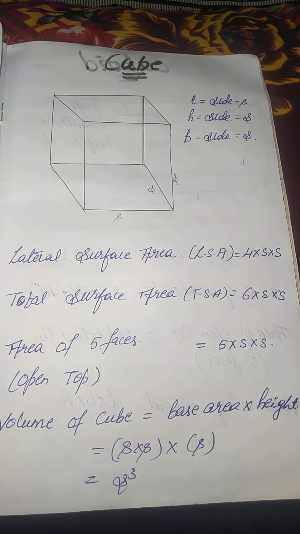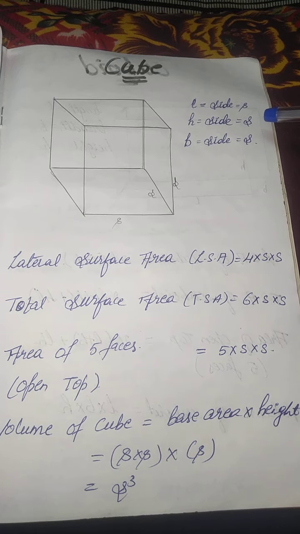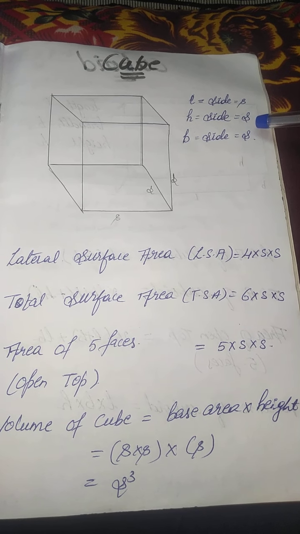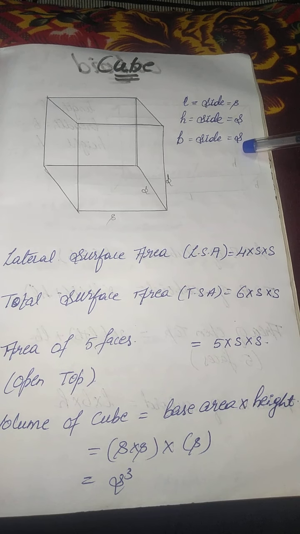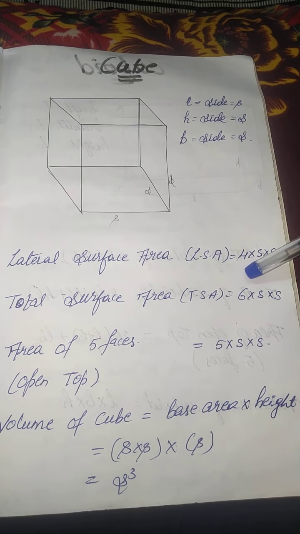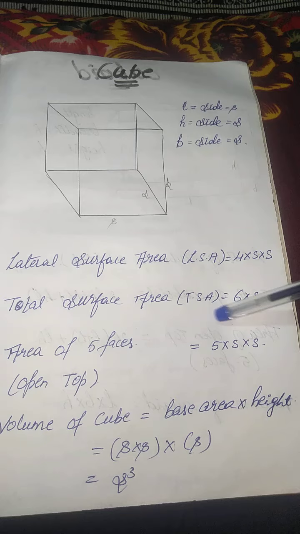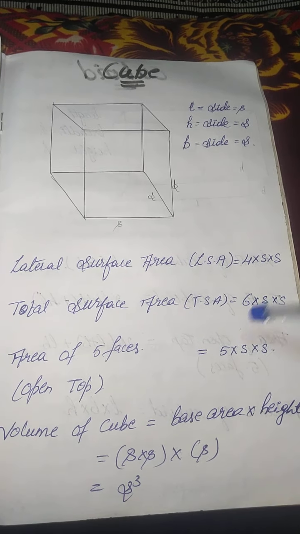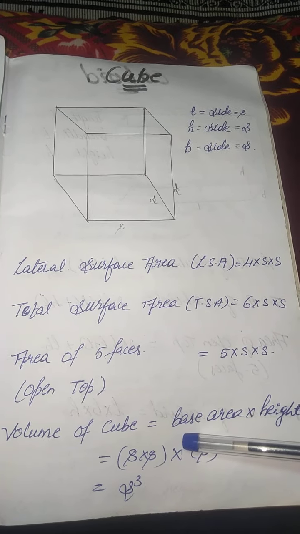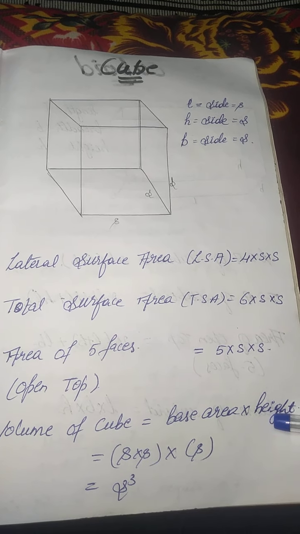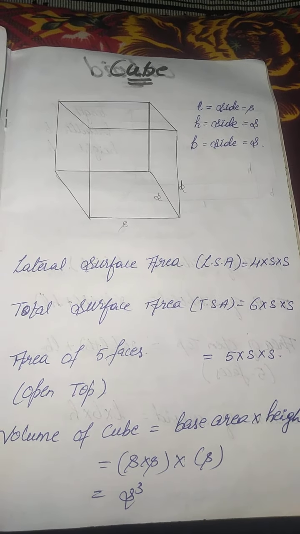In the previous class, we have already discussed the three types of formulas for the cube. Here all the dimensions are named as a side. Here lateral surface area is 4s square, total surface area is 6s square. If it is 5 faces, that is open top, then 5s square. Volume of the cube is base area into height, so it is s cube.